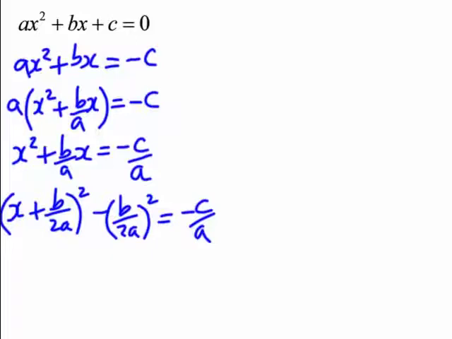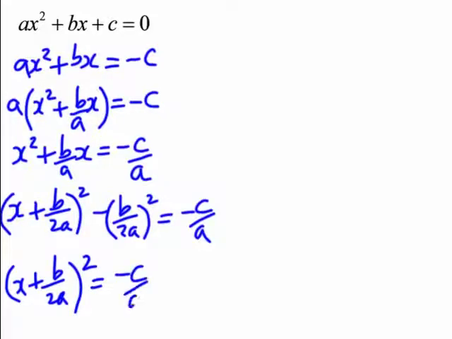Now, b on 2a all squared is actually b squared on 4a squared. I'm going to move that across to the other side, where it's going to be positive. So x plus b on 2a, all squared, is equal to minus c on a, but now plus b squared over 4a squared. Now I need to build up that minus c on a so it has a common denominator with the b squared on the 4a squared.